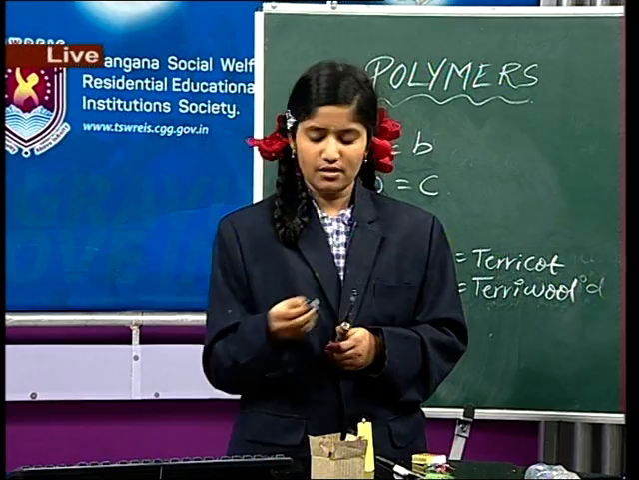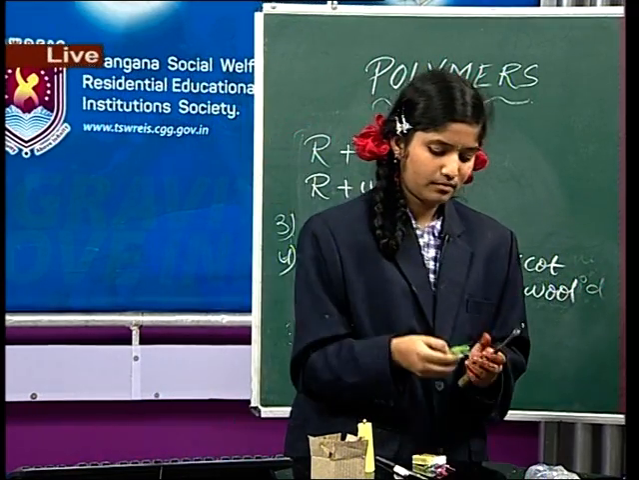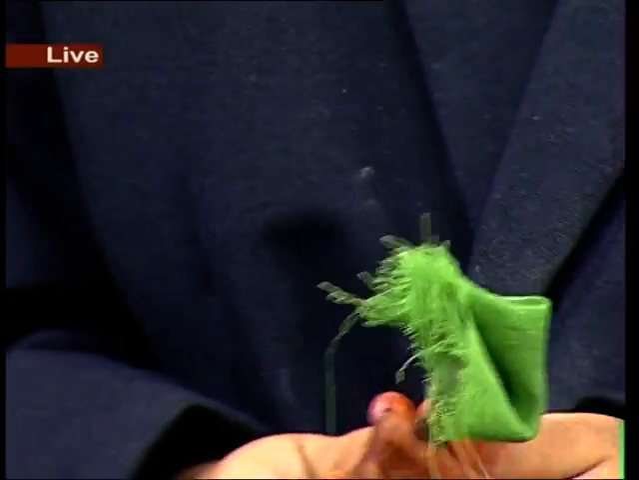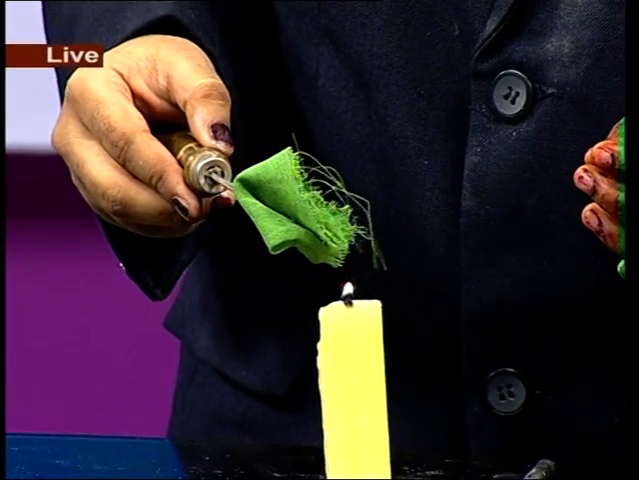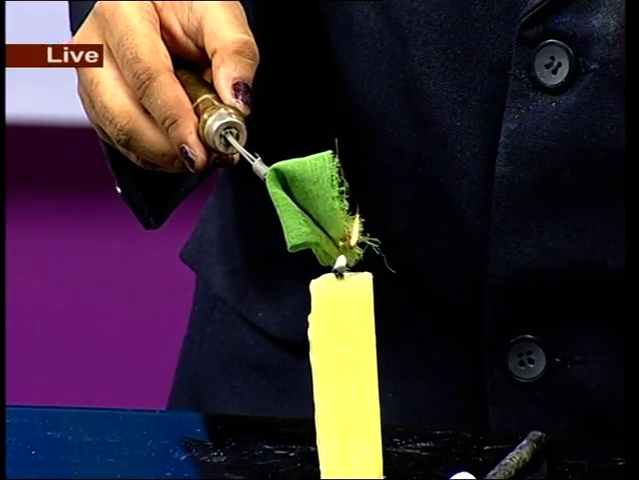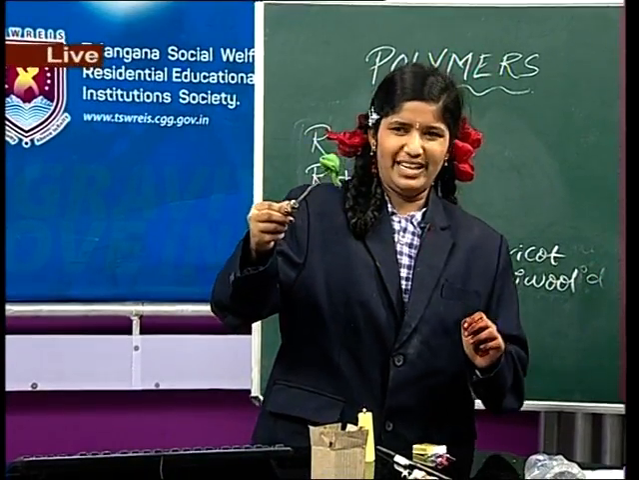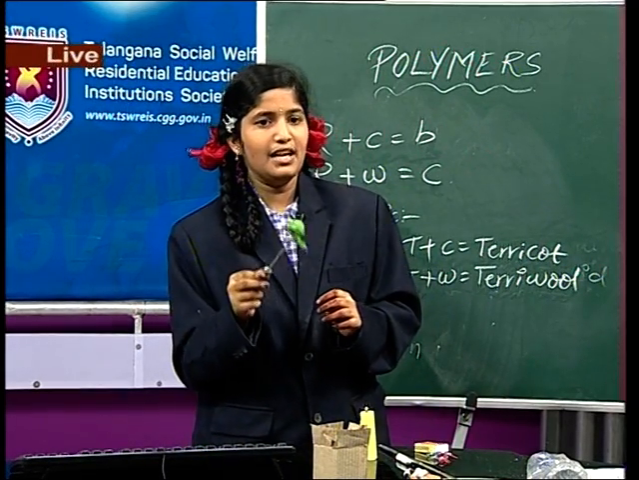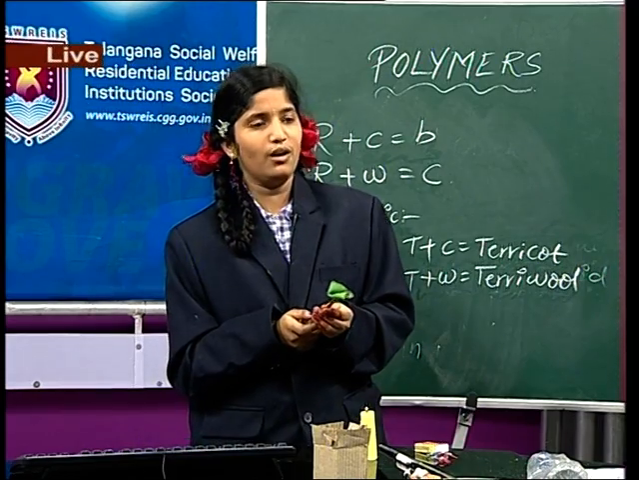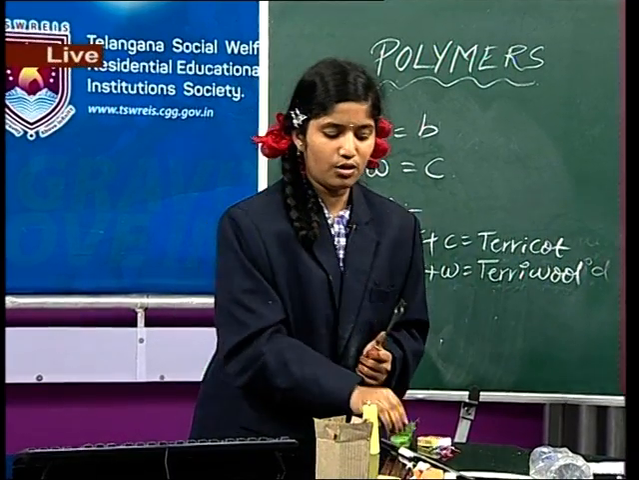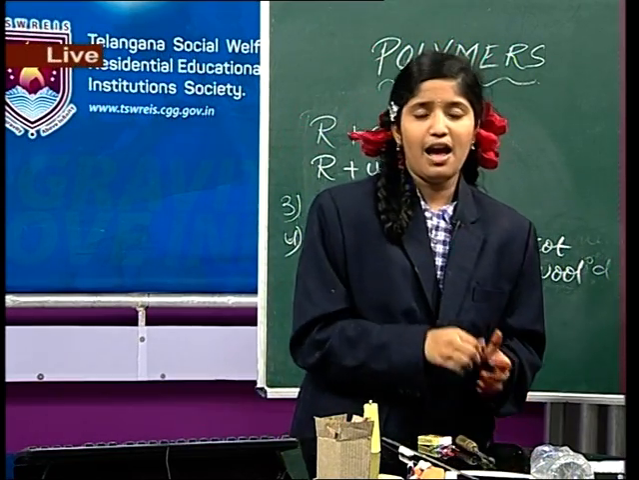Okay friends, now we take another cloth. We stitch the cloth. See carefully. Now we burn this cloth. See friends, this cloth is melting. So we can identify this cloth is acrylic or rayon. Have you understood the burning test? We can identify which cloths are natural polymers and which are synthetic polymers by doing this activity.